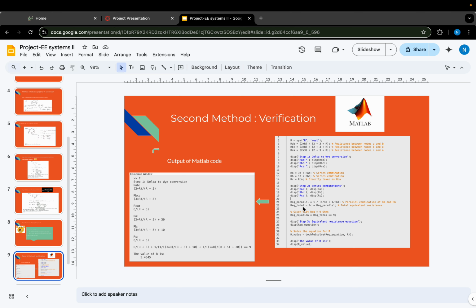So this whole equation has to be equal to 9. That's why I equate with the double equals, which is the symbol in MATLAB, and then I solved for the result. You can see the equivalent resistance R is 5.45. That matches my answer, because I found R as 5.45 when I did the delta-Y conversion by hand, and MATLAB shows the same thing. That means the answer is verified.